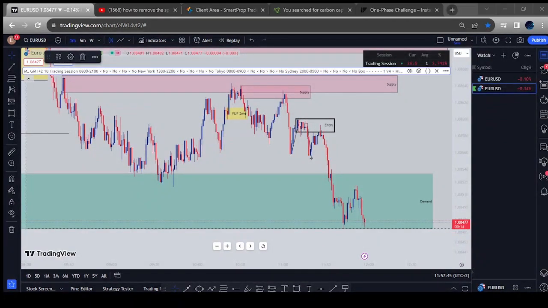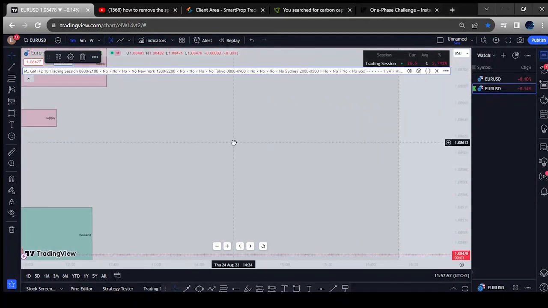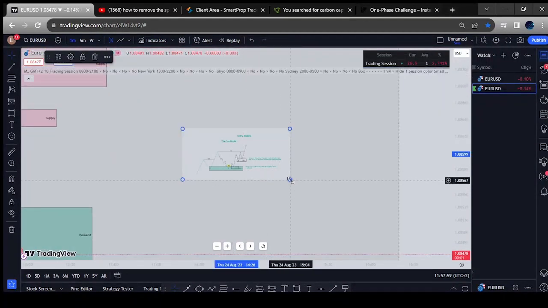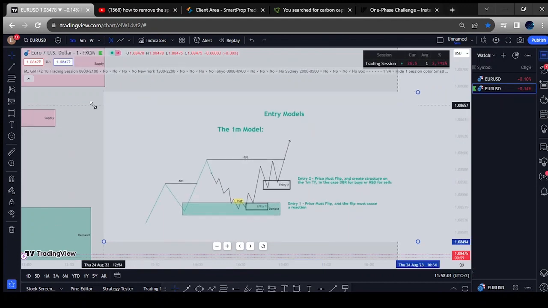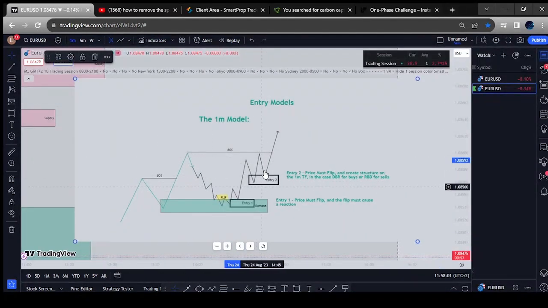I also want to show you quickly the entry model that I used. You build in the market, you build your playbook. Let me show you my entry model. There's my entry model. This is entry 2, exactly the entry that I was taking. Ooh, guys, you have no idea.